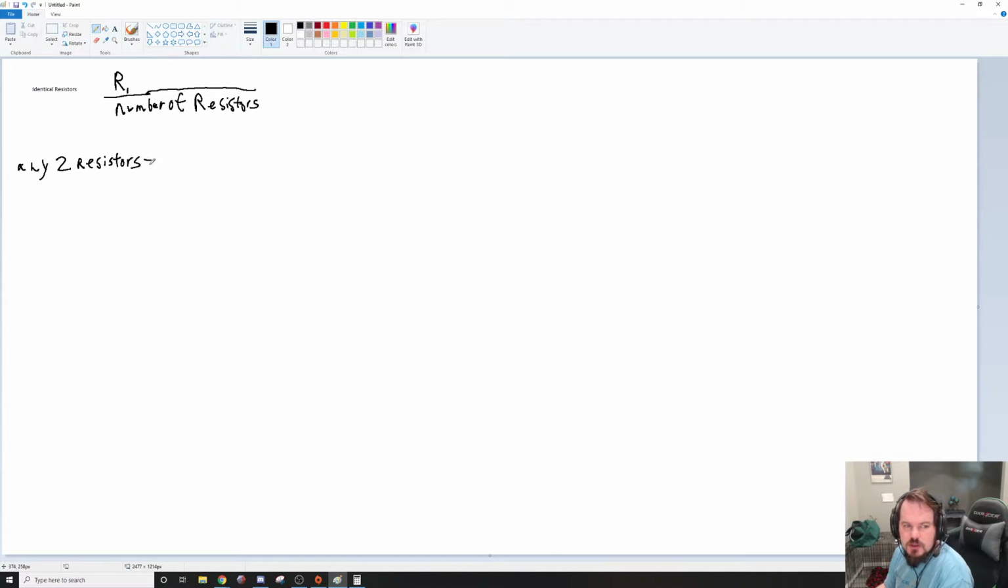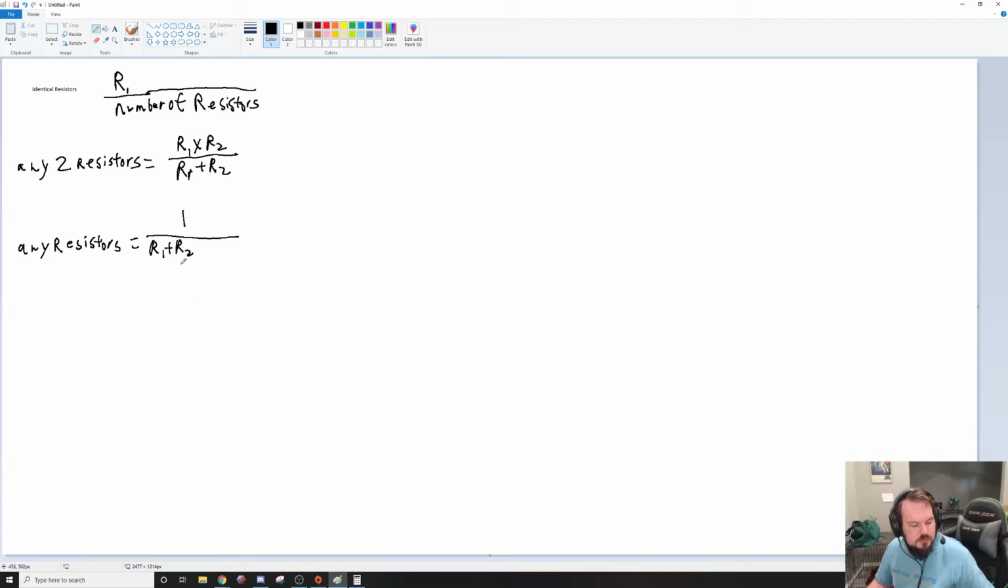Any two resistors, you can do product over sum, which will be product, which is multiplication, over sum. And then any resistors you can do, oh shoot, that's wrong. Plus 1 over.